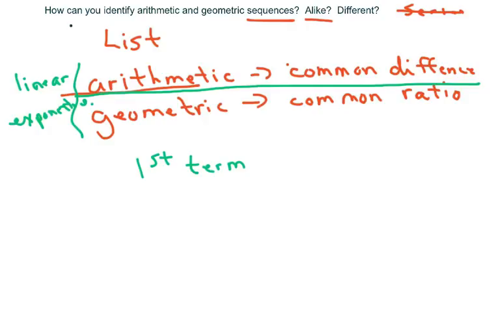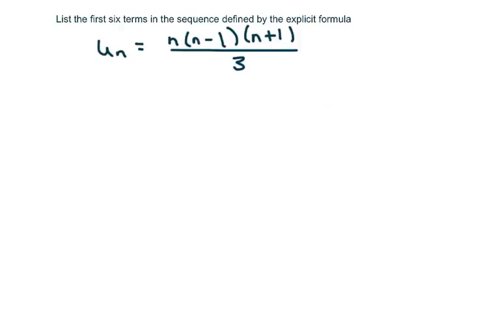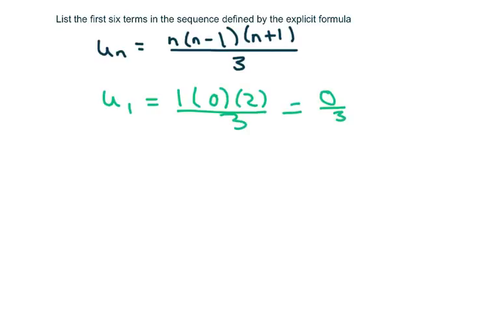All right, next. It says list the first 6 terms defined by the explicit formula, a sub n here. So basically, I just plug in. I want a sub 1, a sub 2, and so forth. When I plug in 1 here, I'm going to get 1 times 0 times 2 over 3. Well, 0 over 3 is just 0. So my first term is 0.